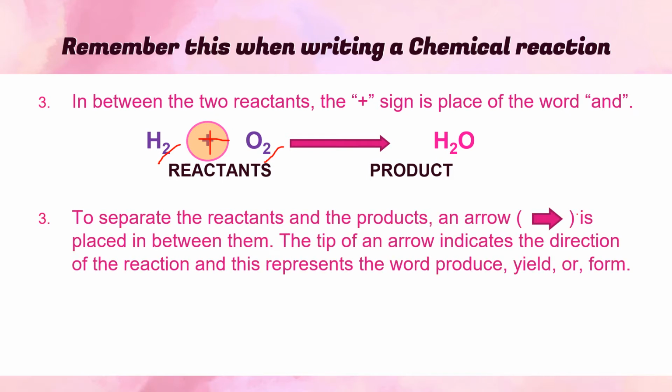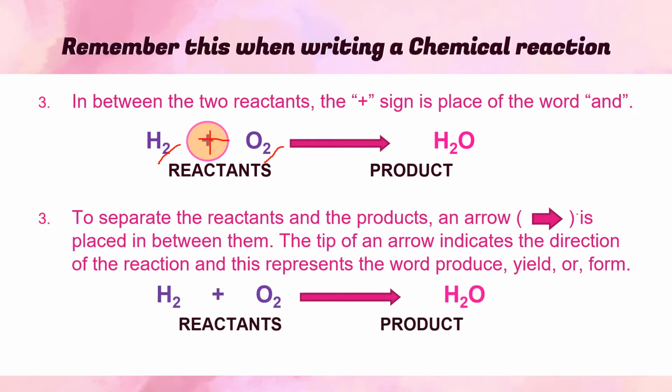Number 4. To separate the reactants and the product, an arrow is placed in between them. The tip of an arrow indicates the direction of the reaction, and this represents the word produced, yield, or form. Example is this one. So as you can see, our reactants, hydrogen gas and oxygen gas, react to one another to form water. So the arrow indicates that hydrogen gas and oxygen gas combine to form a new substance, which is water.